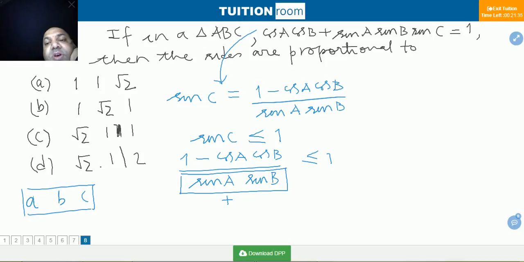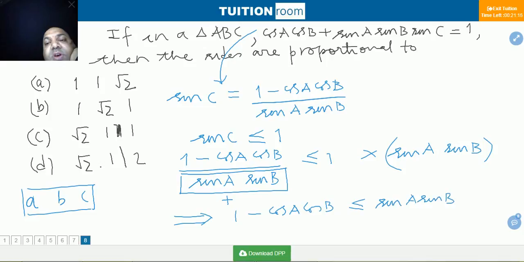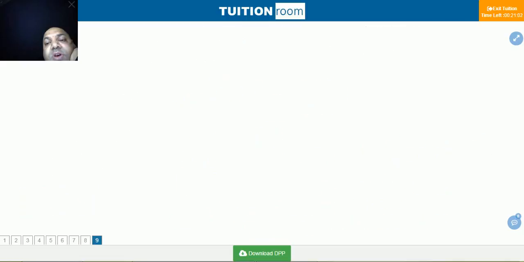This implies that, guys, multiplying this inequality by the number sin A sin B, what we'll get is 1 minus cos A cos B less than or equal to sin A sin B. Let's shift this here: 1 less than or equal to cos A cos B plus sin A sin B. Now we can write it as cos of A minus B. We should know the formula: cos(A minus B) is equal to cos A cos B plus sin A sin B. From this we can conclude cos(A minus B) will be greater than or equal to 1.